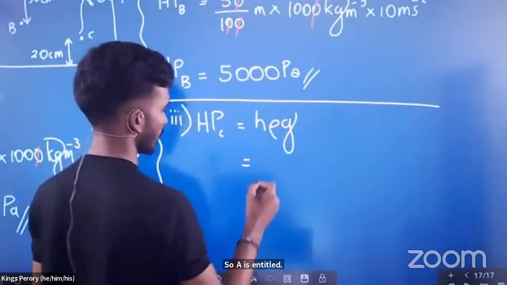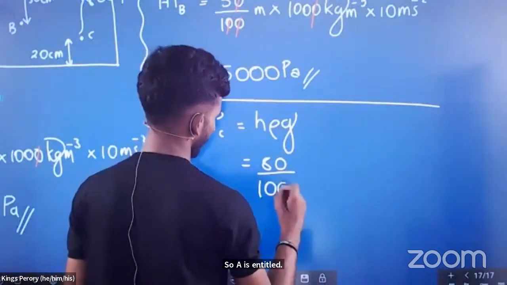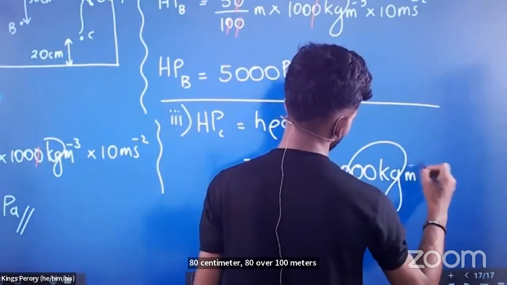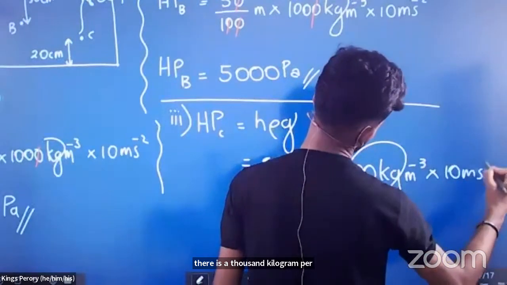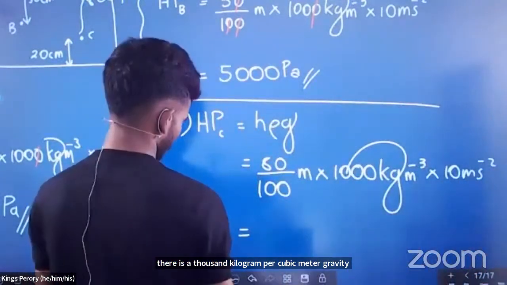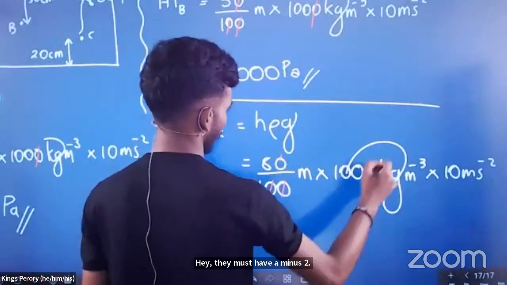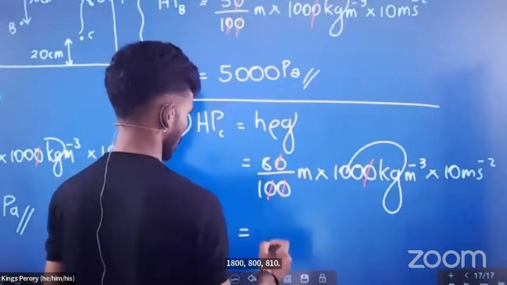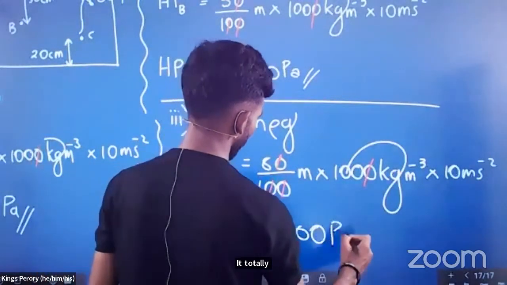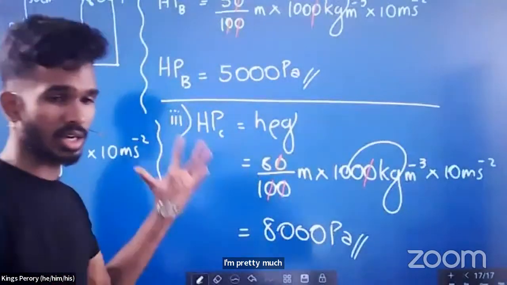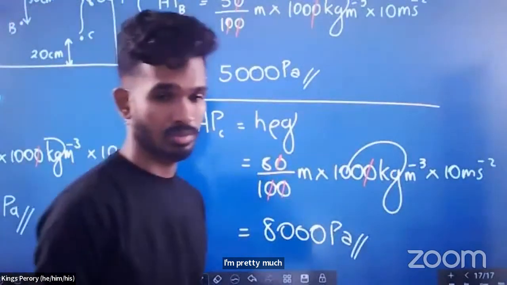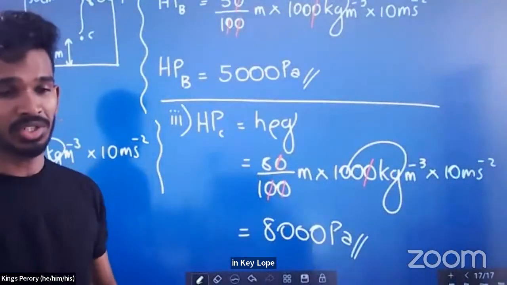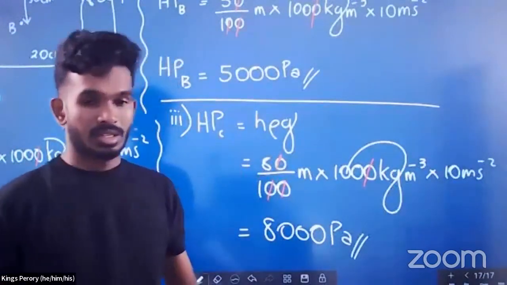80 centimeter convert to meters, 80 over 100 meters, density 1000 kilogram per cubic meter, gravity 10 m s to the power minus 2. The zeros cancel off. 8000 Pascals. First and second correct. Third one, if you have gone wrong, you have gone wrong.